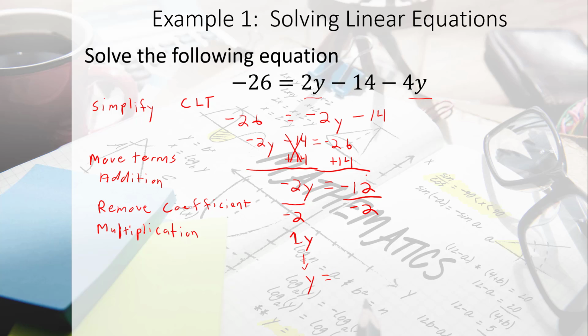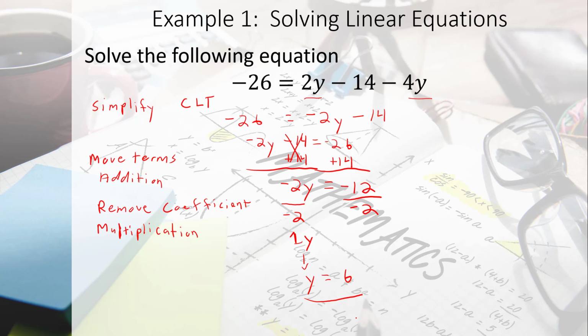And over here we have negative 12 divided by negative 2. If you don't know what that is, that's why God made calculators. And if you did that and you were careful with your negative signs, you would get 6. You will have y is equal to 6. And that is our answer.